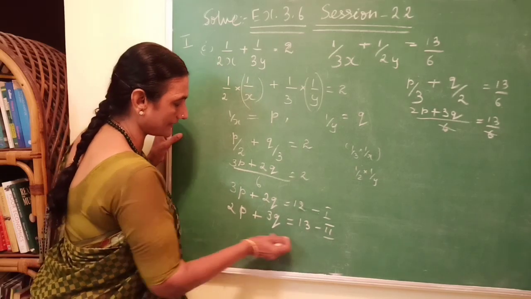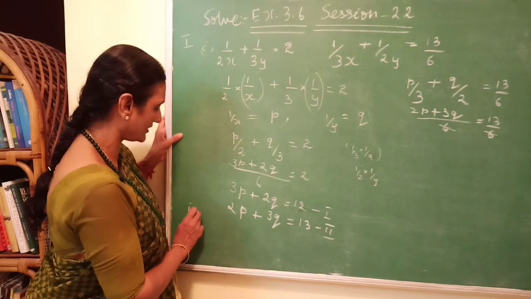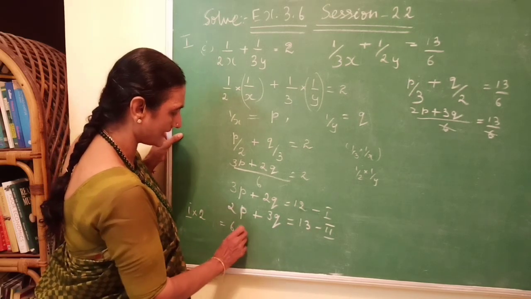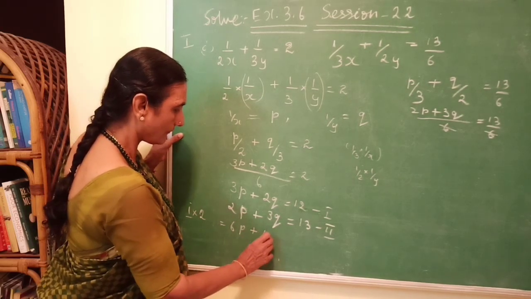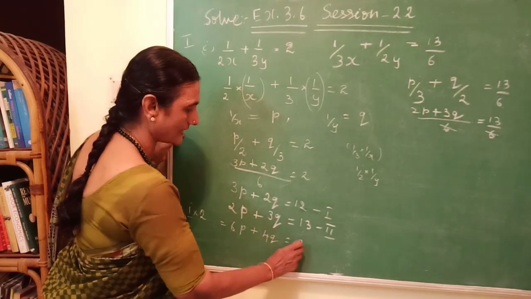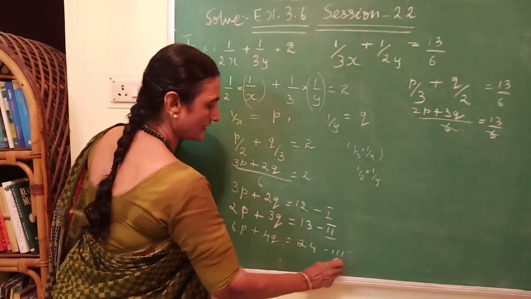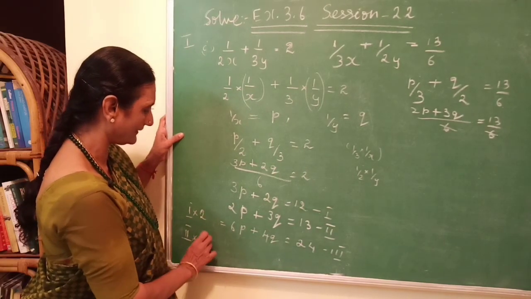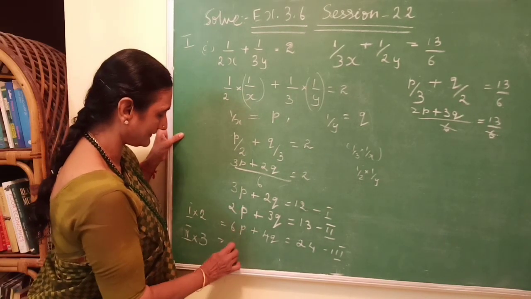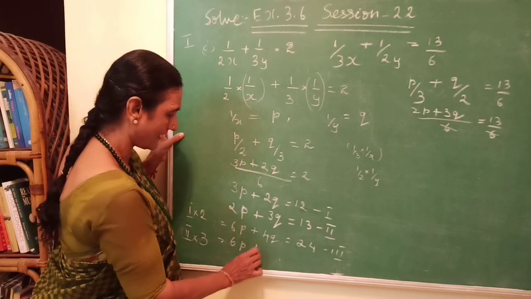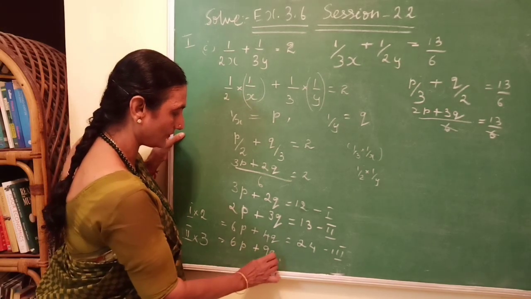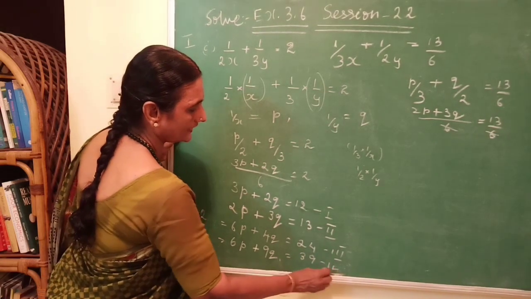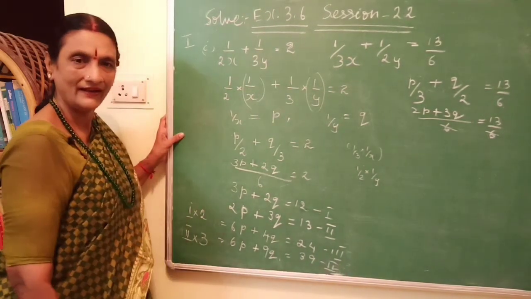So if you take the LCM, the first equation you should multiply by 2. If you multiply, we will get 6p plus 4q is equal to 24. That is equation 3. And the second equation I am going to multiply by 3. If you multiply by 3, that's again 6p plus 9q is equal to 39. This is the fourth equation. Are you understanding? Is it clear to you?